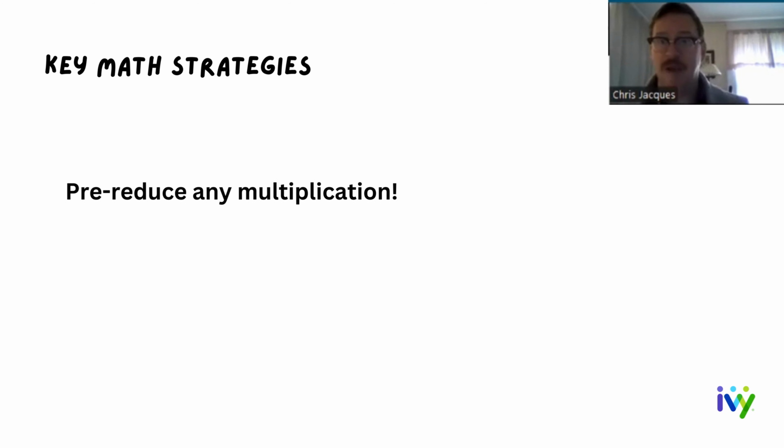Next, and this one is very useful, pre-reduce any multiplication that you have. So when you're pre-reducing multiplication, instead of doing something like 50 times 20 over 30, you want to reduce each of those ahead of time. Now, next, I will give you a few examples of those things.